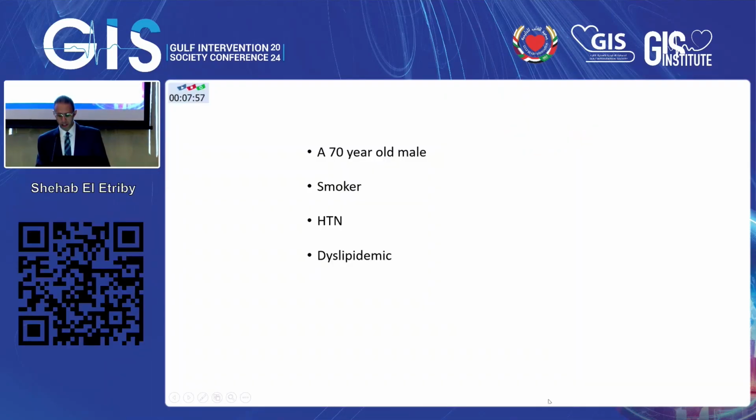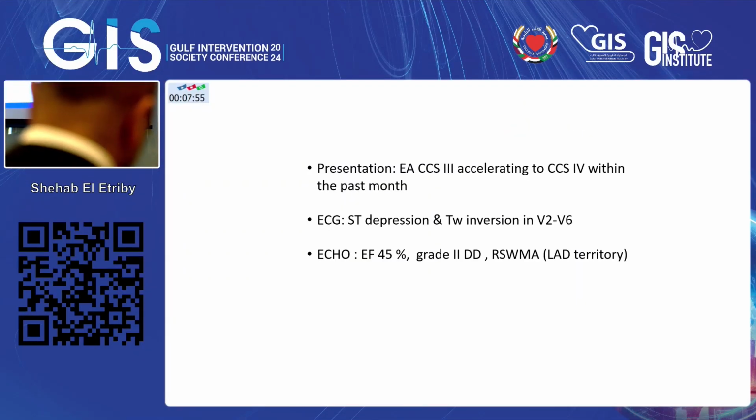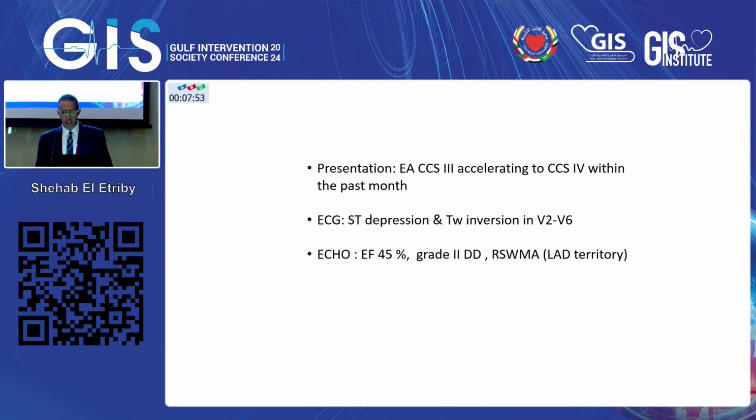Morning. Our case today is a 70-year-old male. He's a smoker, hypertensive, and dyslipidemic. Presented with effort angina class 3 accelerating to class 4 within the past month, with ST depression and T-wave inversion in the anterior leads, ejection fraction 45% with segmental wall motion abnormality in the LAD territory.